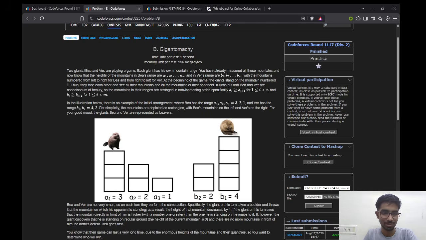So two giants, Dia and Ver, are playing a game. Each giant has his own mountain range. You have already measured all these mountains and know that the heights of the mountains in Dia's range are A1, A2 up to AN and the heights in Ver's range are B1, B2 up to BN, with the mountains numbered from left to right. At the beginning of the game, the giants stand on the mountain numbered 1.